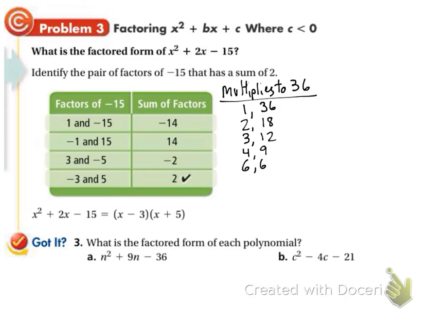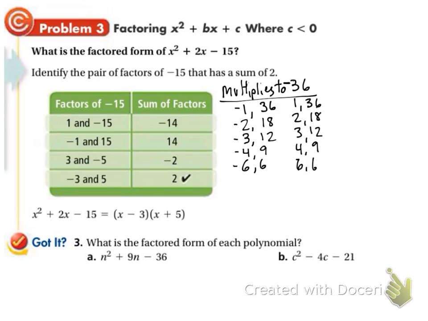But here's the deal. We're not actually multiplying to 36. We want to multiply to negative 36. So how do we make a negative number? Well, we do a positive times a negative. So what I need to do is write this list again. 2 and 18, 3 and 12, 4 and 9, 6 and 6. And what I'm going to do is go through my first list. I'm going to make the first numbers negative.